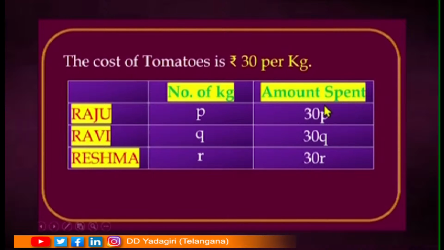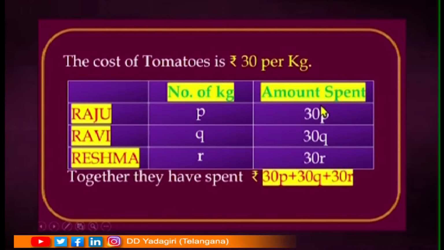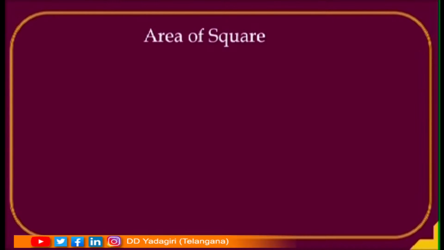What could be the total amount spent by the three people? Together they have spent rupees 30p plus 30q plus 30r. Here 30 is a constant and p, q, r are variables. Let us take another scenario.